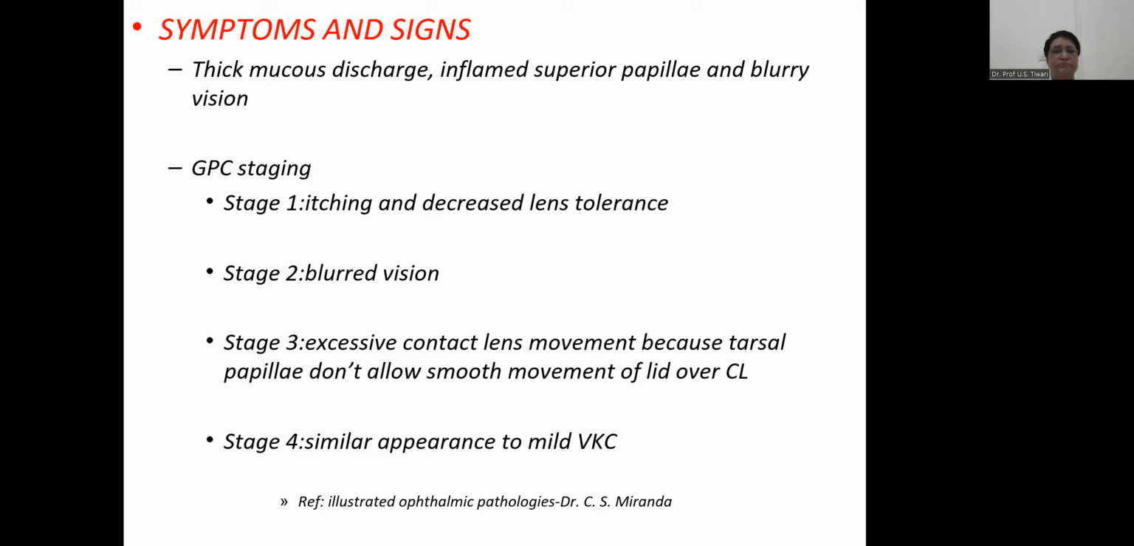Symptoms and the signs: a thick mucus discharge, inflamed superior papillae, and blurry vision. The giant papillary conjunctivitis can be staged, like stage 1 is itching and decreased lens tolerance. Stage 2, burning. Stage 3, excessive contact lens movement, because the tarsal papillae do not allow smooth movement of the lid over the contact lens. And stage 4, similar pains to the mild vernal keratoconjunctivitis. So these are the different stages of the GPC.